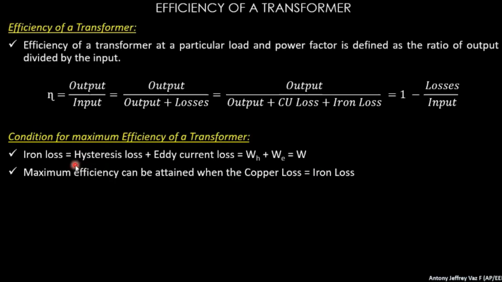So here you know the total iron loss, that is the core loss. Iron loss or core loss is equal to hysteresis plus eddy current loss, WH plus WE. But when you consider when a transformer will give you the maximum efficiency, the maximum efficiency of the transformer is attained when copper loss is equal to iron loss. Both the losses should be equal. At this time, the transformer is giving you maximum efficiency.